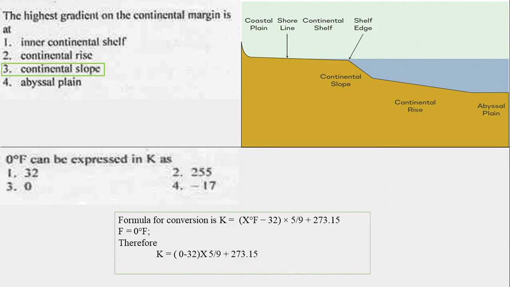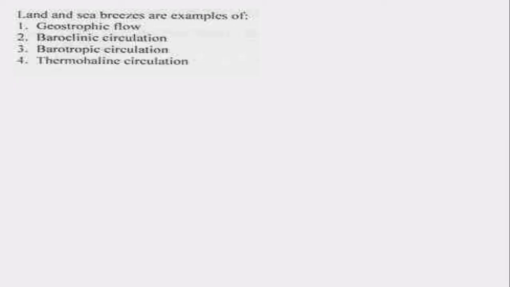So while substituting that, what we will get is 0 minus 32 into 5 by 9 plus 273.15. And you know the answer is 255.35 Kelvin. So the answer is option 2, that is 255. You got it? So you have to remember the formula so you can solve the question. That is not a big deal, right?